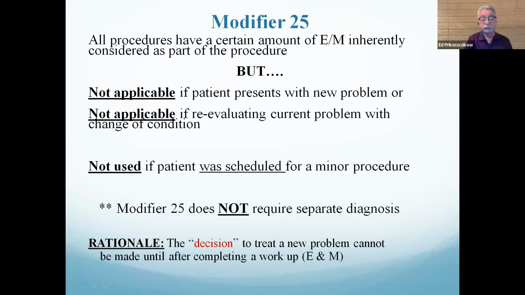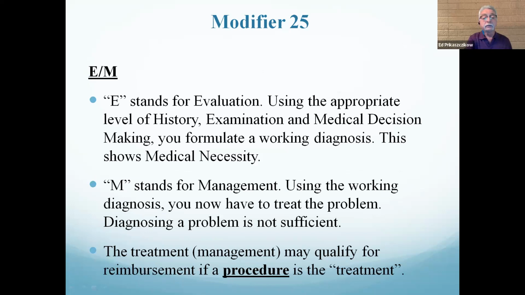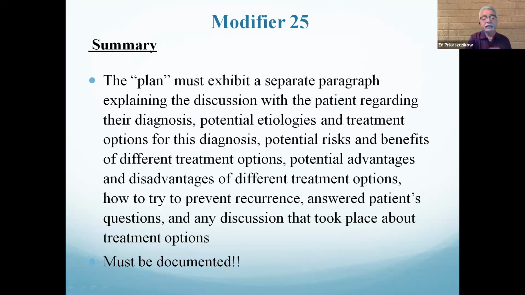And again, as everybody's heard, we don't use the E&M with 25 if the patient was scheduled for that procedure. So if you tell the patient, I'll see you back next week, we'll do the P&A procedure after you complete the course of antibiotics, or we'll inject your heel next time you come back. Well, if that's what the patient's scheduled for, you cannot charge an E&M for that. Okay, now everybody knows what E&M stands for, but it is the management that may qualify for the reimbursement if a procedure is chosen as the treatment. And hence you can use this argument when appealing a claim.